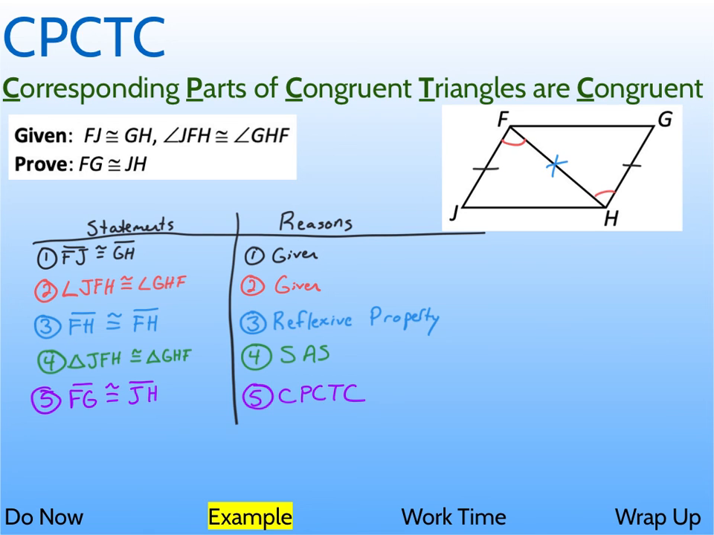So first thing we did, we proved these two triangles congruent to each other. And then once we knew that, we knew the pieces that matched up with each other also had to be congruent by CPCTC.